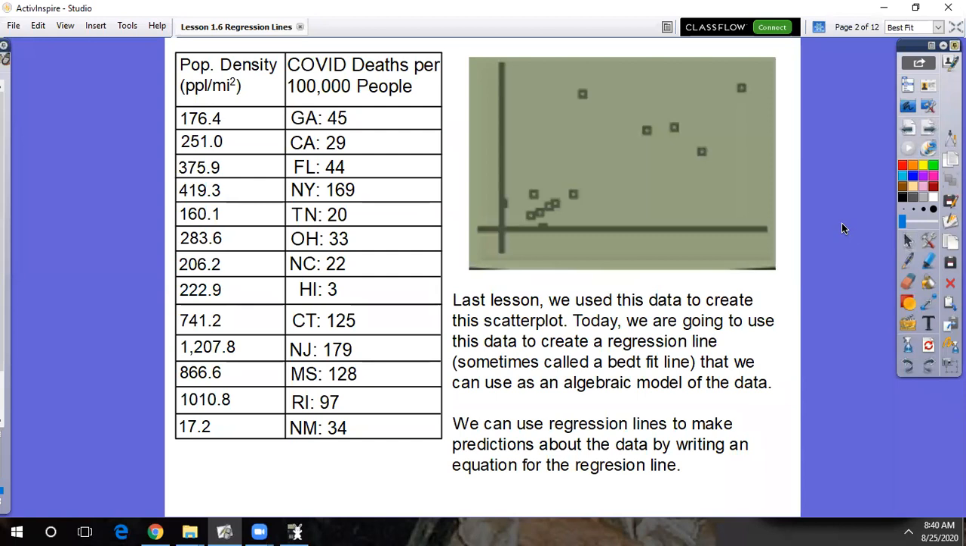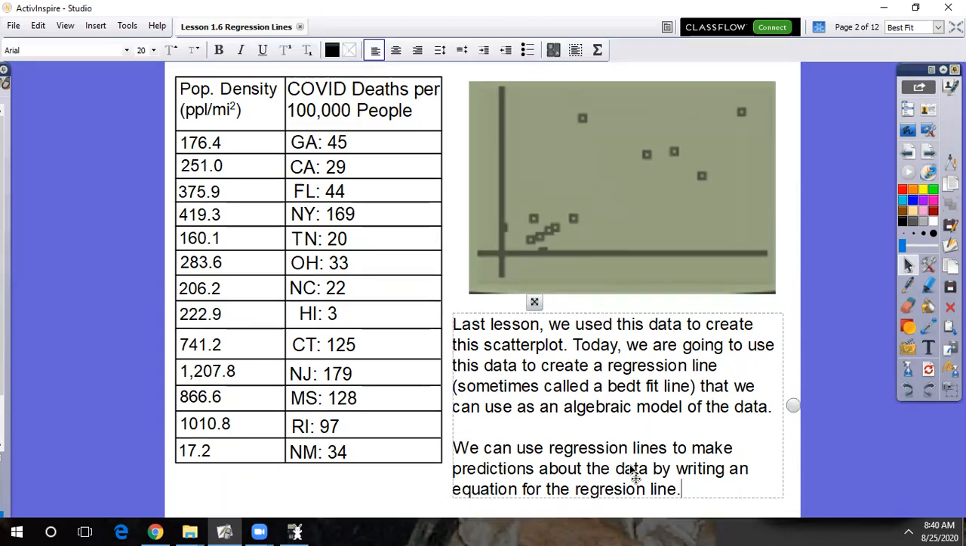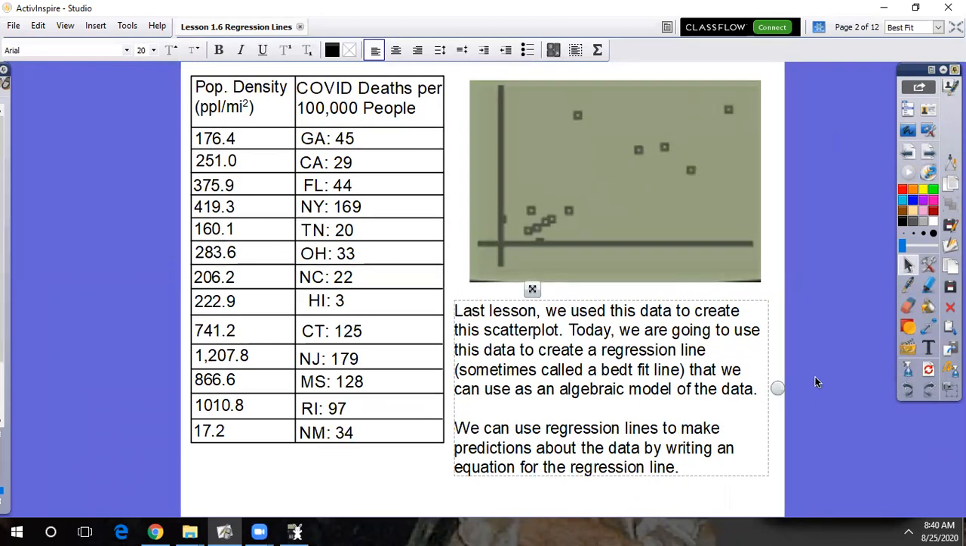So let's get cooking. Last time we used this data to create this scatter plot. This time I'm not going to be walking you through all the data entry again. If you need a refresher, you can go back and look at lesson 1.5 about scatter plots. I will have the directions in here, but I'm not going to be entering the data with you this time. What we're going to be doing is taking this data and creating a regression line that goes along with it that we can use to make predictions about the data.